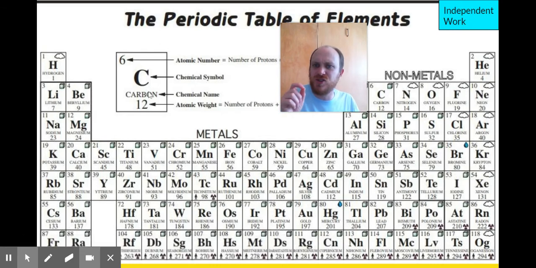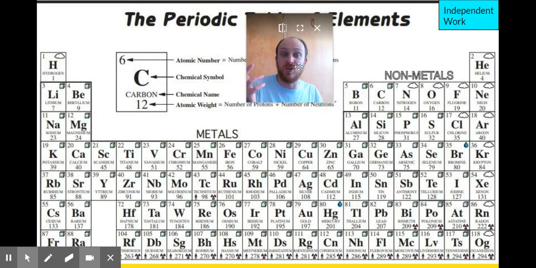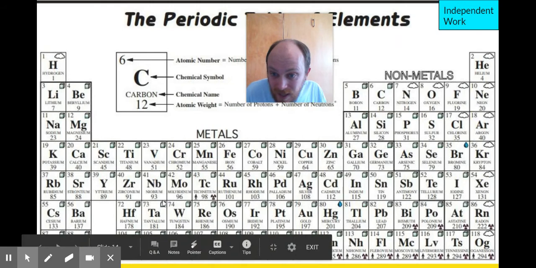But for today, I just want you to look for the symbol. The symbol is what we call the letters. Sometimes they're one letter, like carbon has 1. But sometimes they're 2, like, what's a cool one that I didn't ask you about?